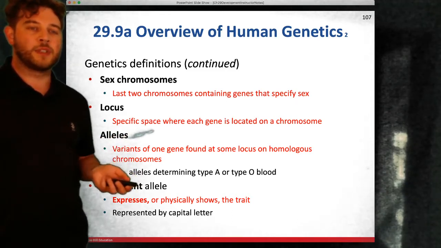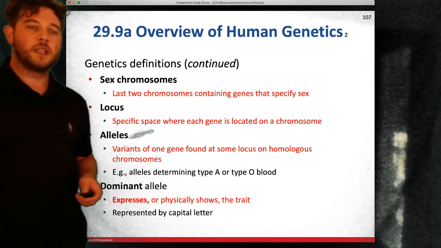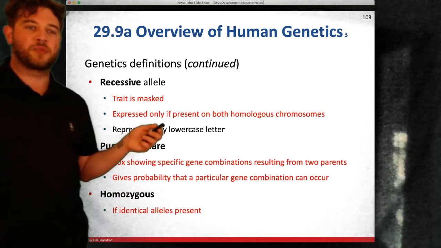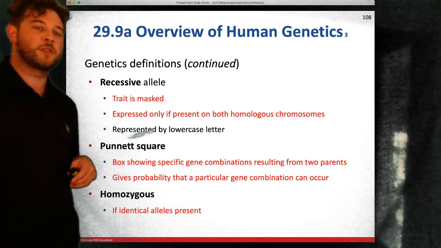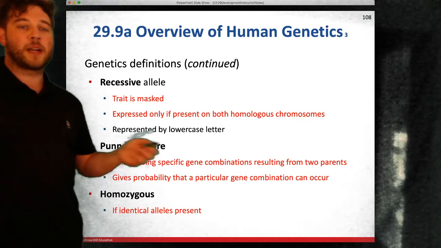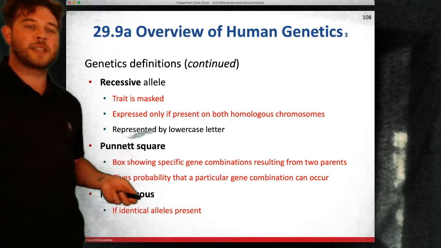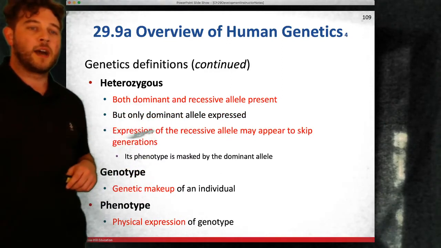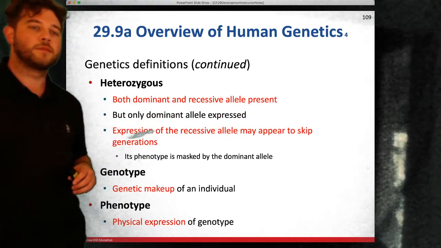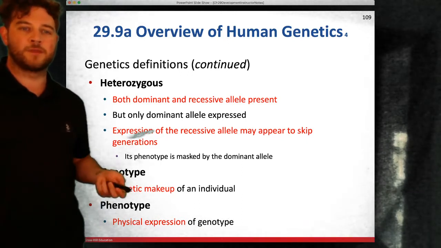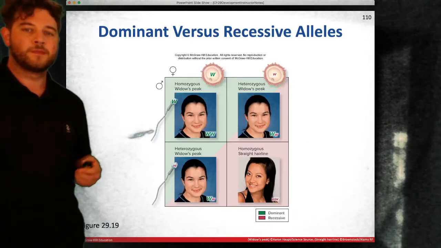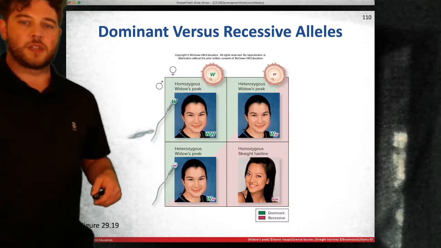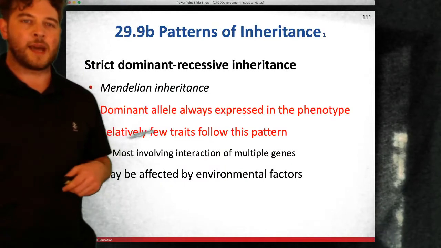Dominant allele will be expressed or physically shows the trait, represented generally by a capital letter. Recessive trait is masked, expressed only if present on both homologous chromosomes. Punnett squares are boxes showing gene combinations. Homozygous if you have the same alleles. Heterozygous if you have different alleles. Genotype is your genetic makeup. Phenotype is your physical expression. There's dominant versus recessive, so just depending on the particular traits. We did a lot in that lab.